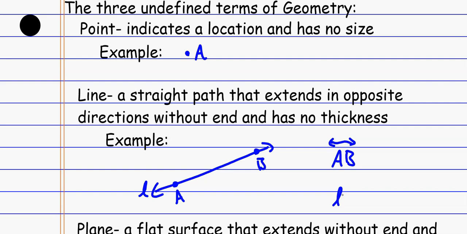Most students find that they prefer to always use the point labeling system because it is universal and works for everything. Point A, line AB.